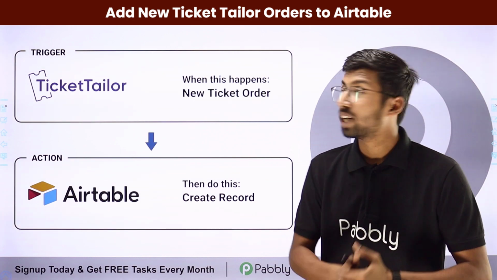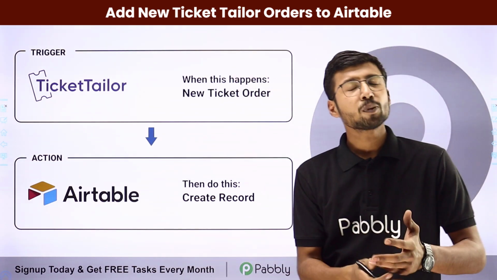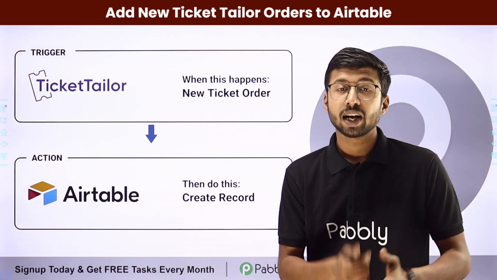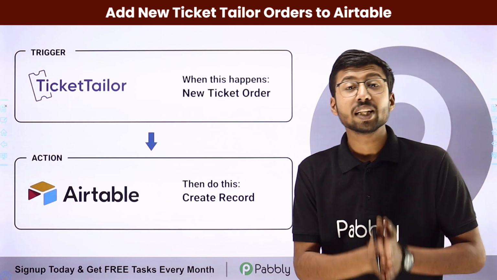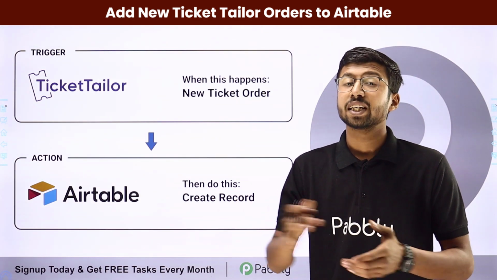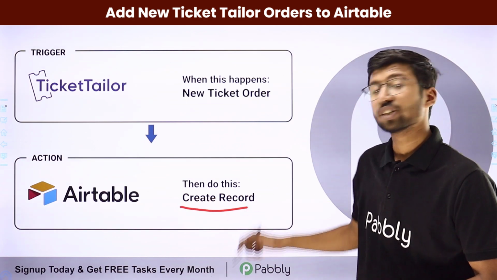So in this video, we will learn how to add new Ticket Tailor orders to Airtable. Now suppose, guys, you are hosting some kind of event and to sell the tickets of that event, you are using Ticket Tailor. Now you want that whenever you receive a new order of tickets in Ticket Tailor, you add those details into your Airtable database as a new record.